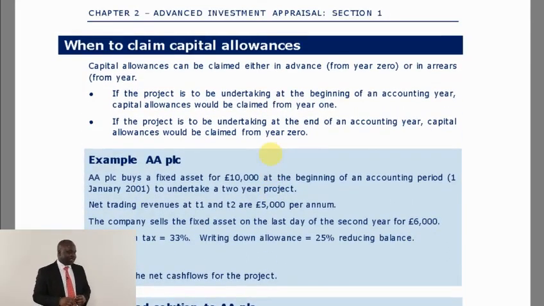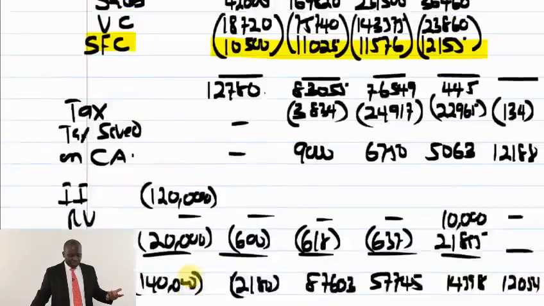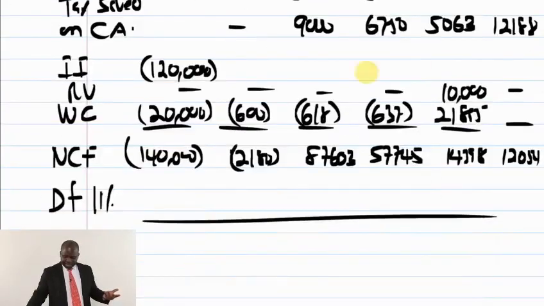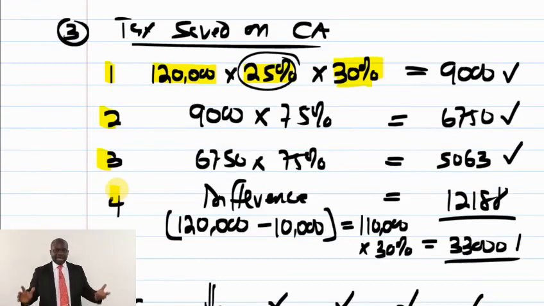When to claim capital allowance. So far, so good in your F9 or your financial management life, you have been claiming capital allowance year 1, year 2, year 3, year 4, year 5, up to the number of years the project will run. Okay, as we did like this one. Here we started from year 1, year 2, year 3, year 4, like that.